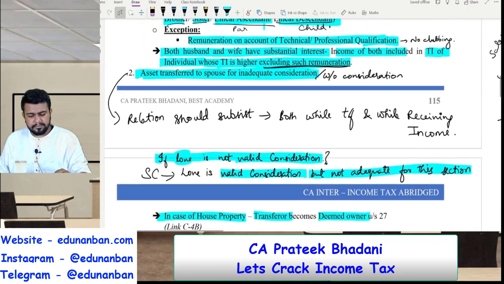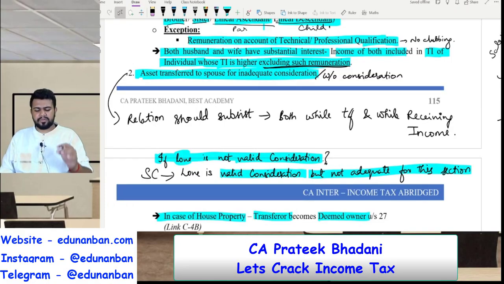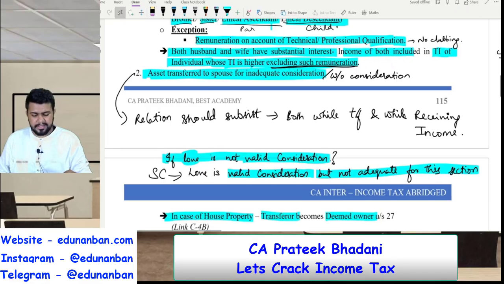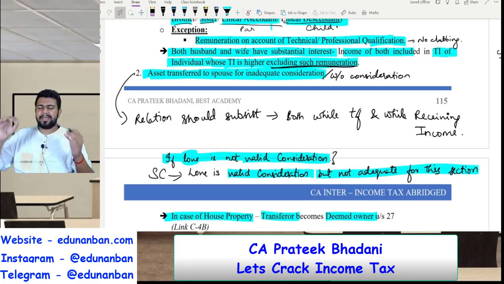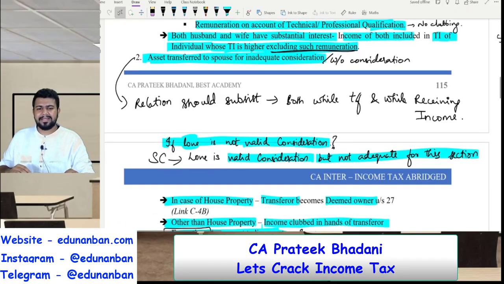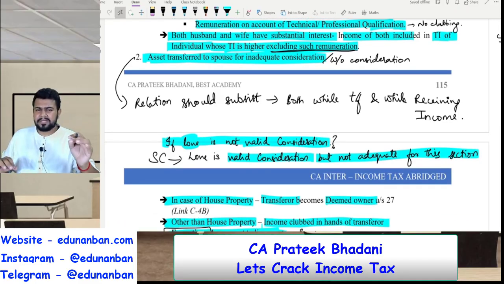Next: asset transferred to spouse for inadequate consideration or without consideration. If any asset is transferred without consideration or for inadequate consideration to the spouse, then the income received from the asset will be taxable in the hands of the transferor. So if I transfer my asset to my spouse without consideration or for inadequate consideration, then the income from that asset will be clubbed in my hands.